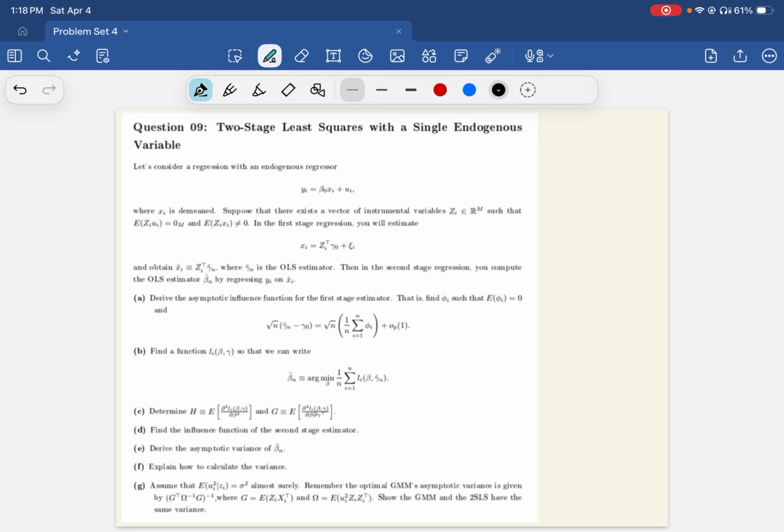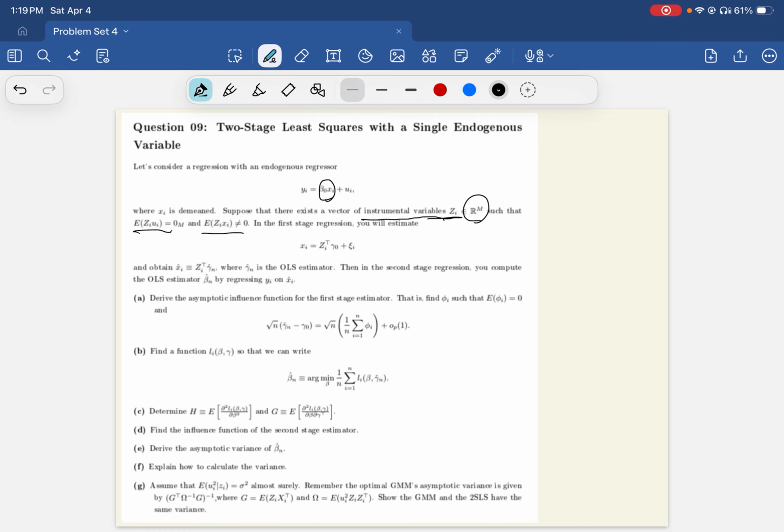Okay, this is a general two-stage least squares example, but for simplification, I allow only one endogenous variable, and there is no other coefficient. So the intercept is dropped, and there is no exogenous variable. But there may be multiple instrumental variables of m dimension. And it satisfies exogeneity and it satisfies the rank condition.